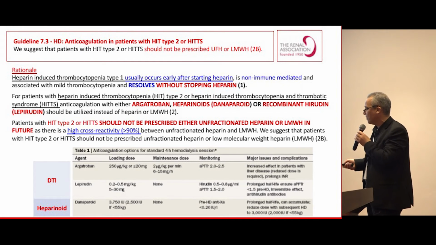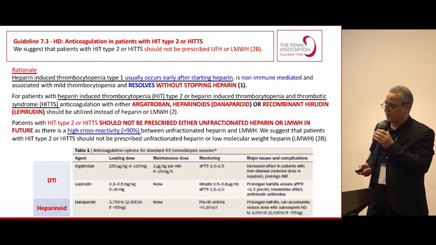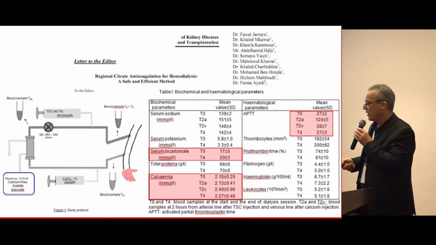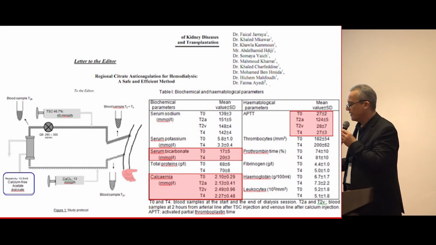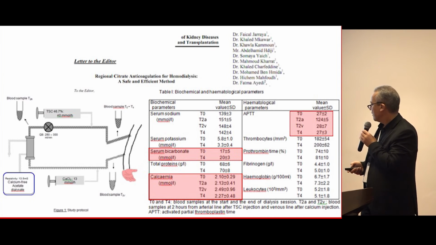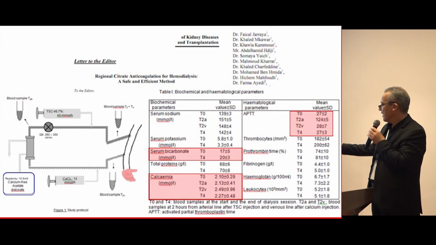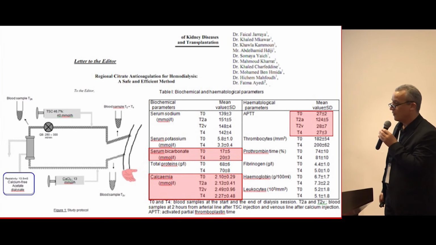regional anticoagulation. We used it, but at that time, because this is an old study, we used acetate dialysate, not bicarbonate, because the problem using citrate is alkalosis and hypocalcemia. As you see, when you use acetate as a dialysate, it is very effective for the regional anticoagulation, but we also don't have an increase in serum bicarbonate, and we don't have problems of hypocalcemia in our patients.